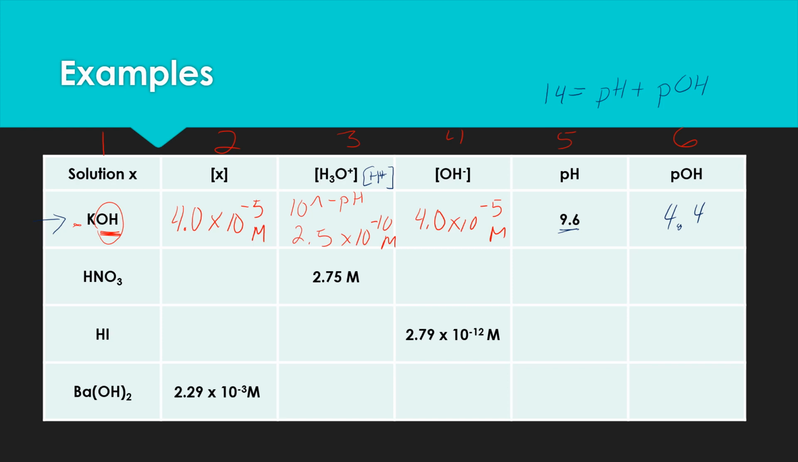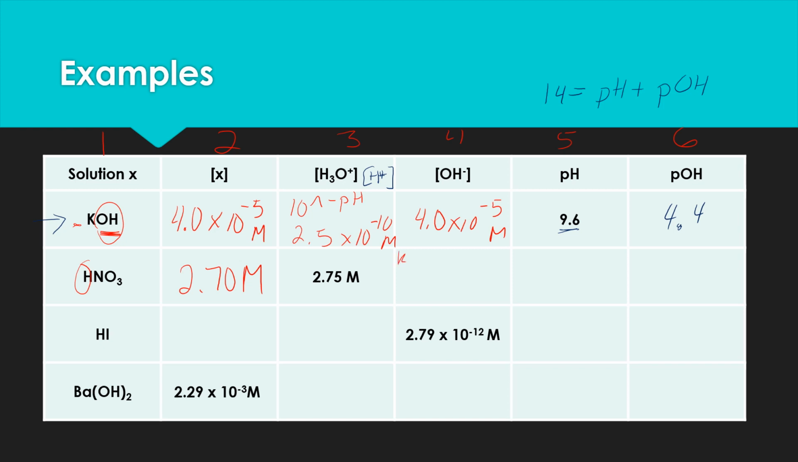All right, let's take a look at our next one. This one is an acid because it's got that hydrogen in front. So the molarity of our hydrogen is going to be equal to the molarity of the whole solution. All right. Now to find our concentration of OH, there's a couple ways we can do that. One way is if we just focus on what we already have.